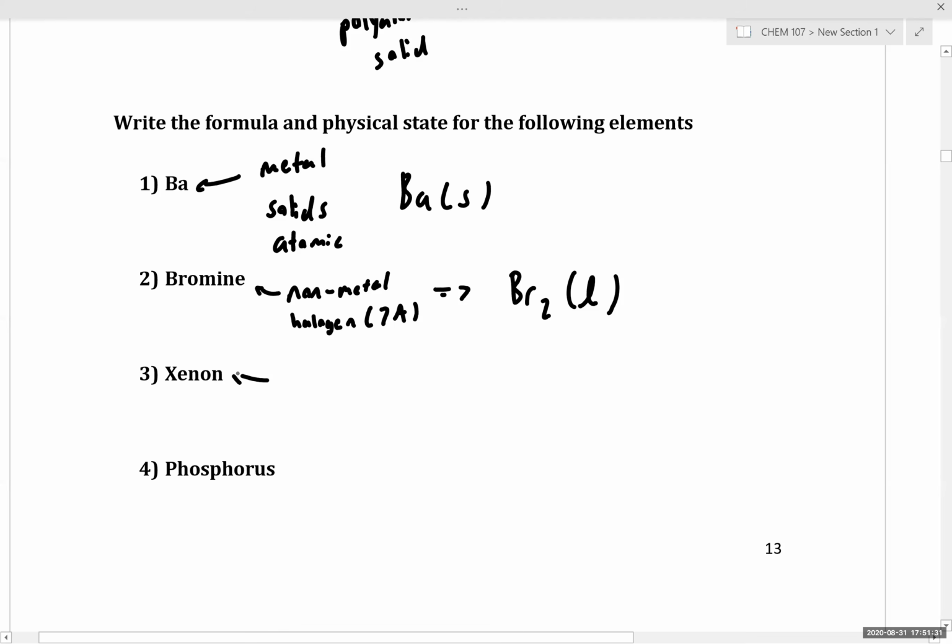Looking at xenon, xenon clearly is a noble gas. And we know that noble gases, as in their name, are atomic gases. So we'd write xenon as Xe gas phase.